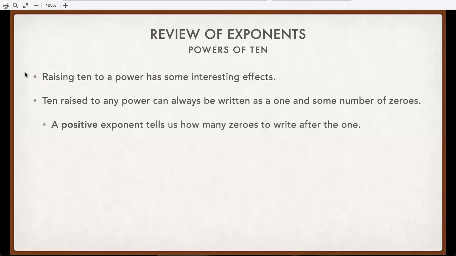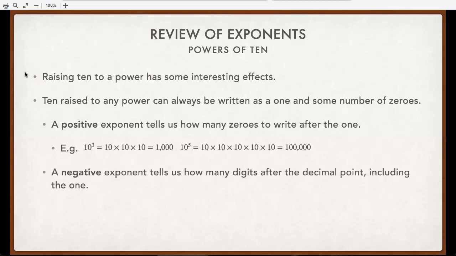When we raise 10 to any power, we can always write it as a 1 and some number of zeros. For example, a positive exponent will tell us how many zeros to write after the 1. 10 to the third is 10 times 10 times 10, which when we multiply out gives us 1,000, which is written as a 1 with 3 zeros after it. Or another one, 10 to the fifth, that's 5 tens multiplied together. If we do that, we'll get 100,000, which is a 1 with 5 zeros written after it.